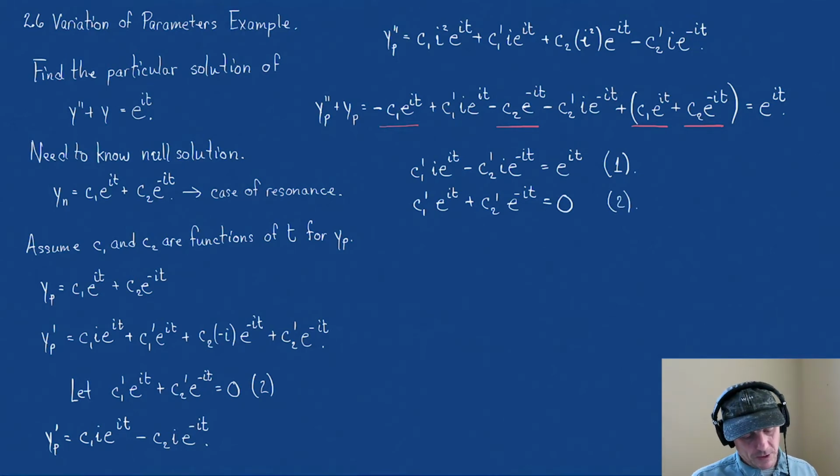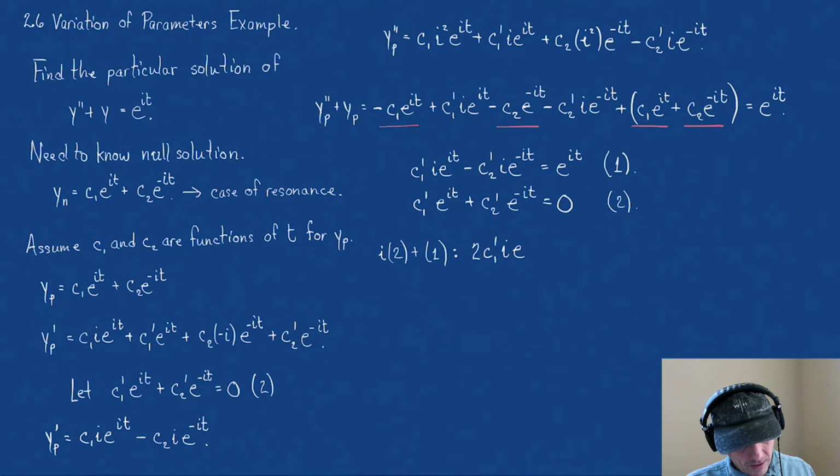I'm going to multiply equation 2 by i. So i times equation 2, and I'm going to add that to equation 1. And notice what will happen is the c2 prime terms are going to cancel. And so I'm going to be left with 2 times c1 prime i e to the it equals e to the it.